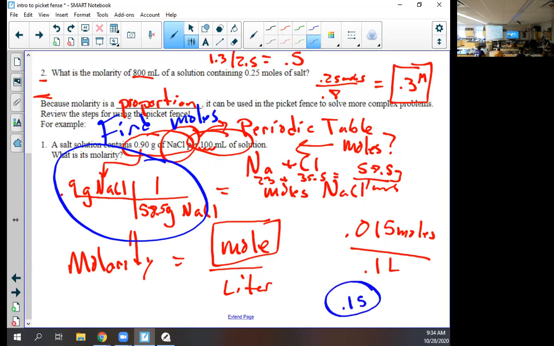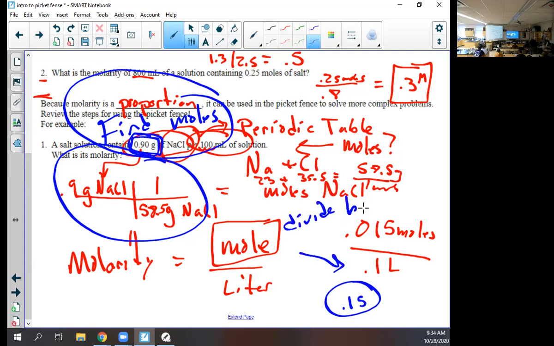Okay, step 1 is I found the moles from the grams. Step number 2, divide by volume. And then I'm there. Moles over liters. Okay, we need another example, right? So let's look. Don't worry about all the notes in the middle between 1 and 2. Just go to number 2.